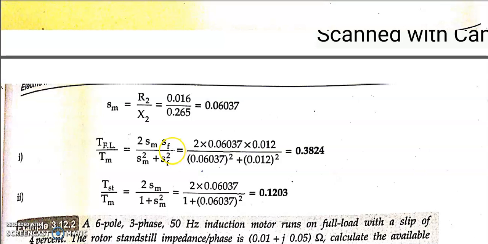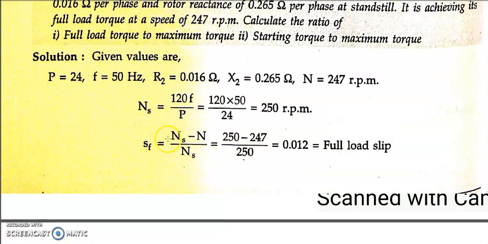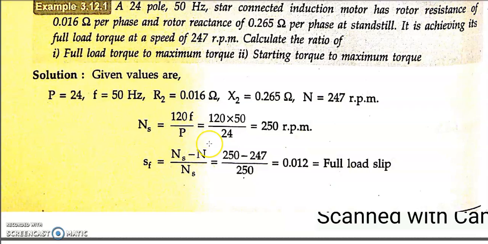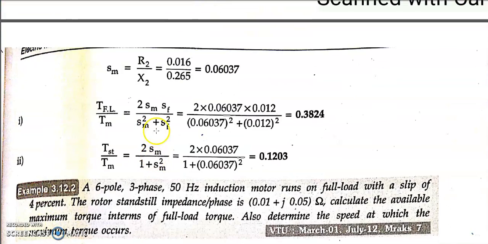Again, we shall use the traditional formula to calculate full load slip. How is that? SFL is equal to NS minus NFL divided by NS. Anyhow, you know how to calculate NS, and NS is equal to 120 F by P. Just substitute the values as per the data and you'll be getting NS. And N is nothing but NFL, that is the speed at which full load torque occurs, 247 rpm. So NFL is equal to 247, substitute there and you'll be getting SF. When you get SF and SM, just substitute back into the ratio TFL by TM, and you'll be getting 0.3824.